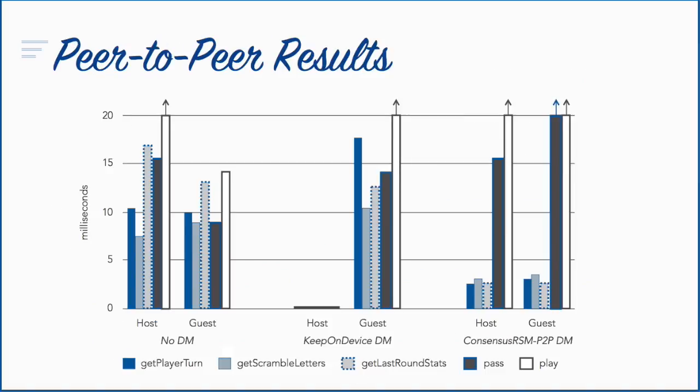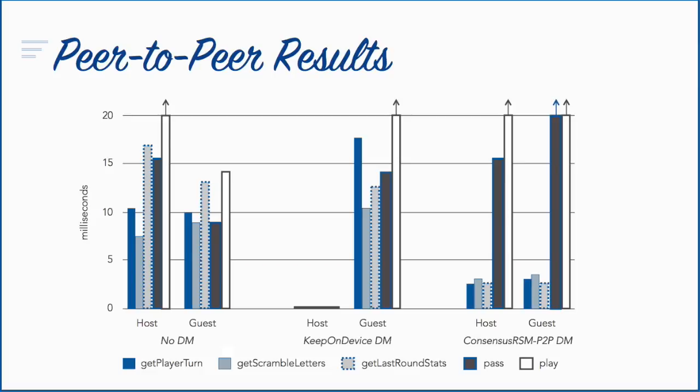And moving on to peer-to-peer results. So this graph displays the 3 different tests: the no deployment manager, the keep on device, and the consensus RSM P2P. So for no deployment manager, you can see that host and guest, the latency for both are pretty even but kind of high. Both pass about the middle ground of this graph.